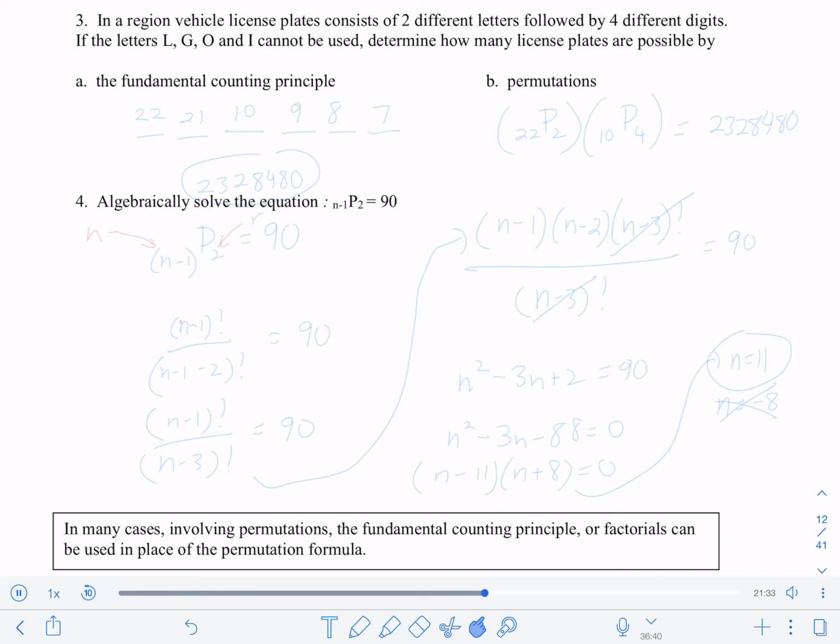Here's the last one here. We can still use this permutations idea. In a region, vehicle license plates consist of 2 letters, followed by 4 different digits.